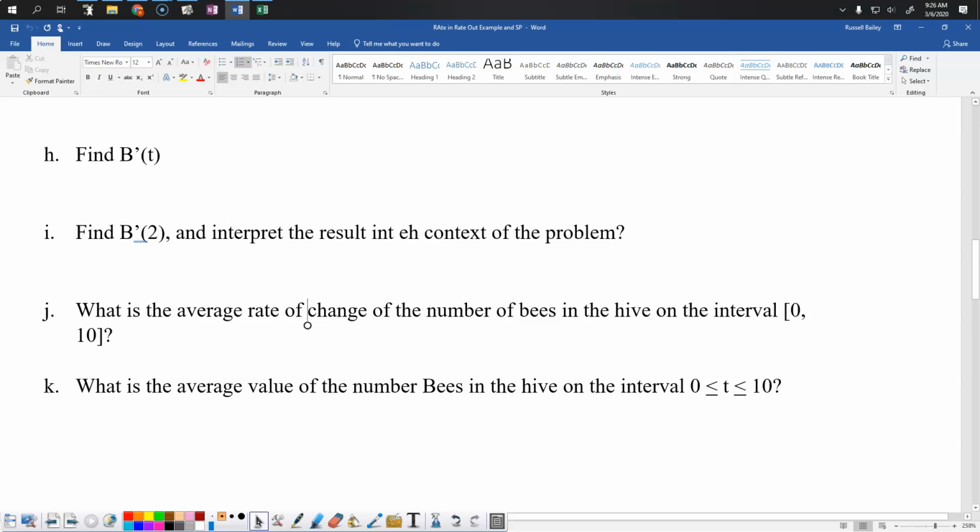All right, what is the average rate of change of the bees in the hive on the interval from 0 to 10? So, what is the average rate of change of bees in the hive? How do you find an average rate of change? We've learned two averages, right? There's the average rate of change, and there's the average value. Okay? Average rate of change is this.